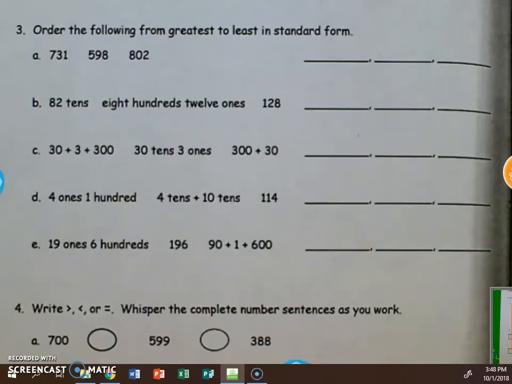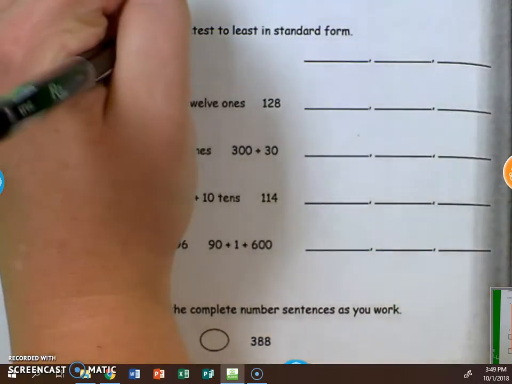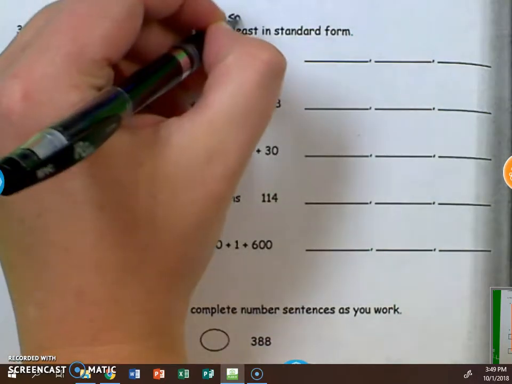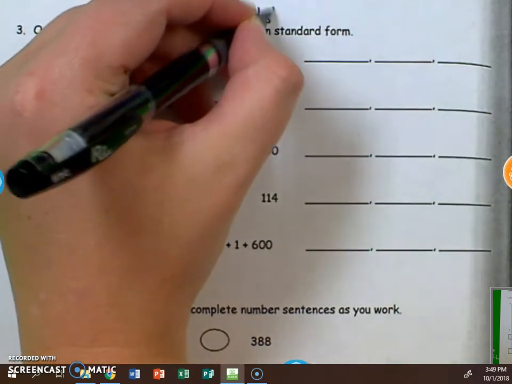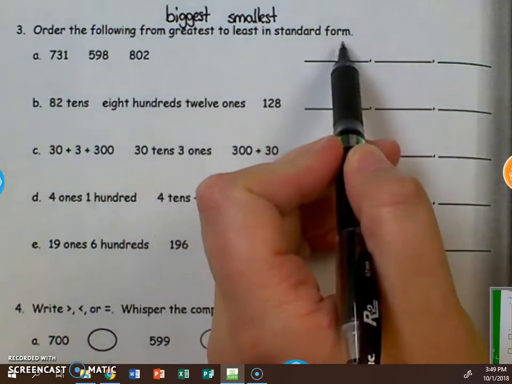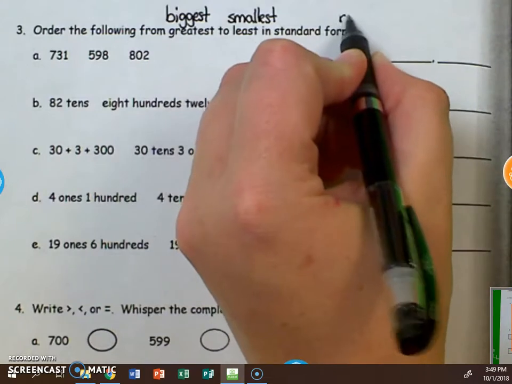In this video, we're going to look at putting numbers in order from greatest to least and what that means. Greatest means the biggest number. Least means the smallest. So biggest, smallest. And we're going to write these numbers in standard form. A standard form is like a regular number.